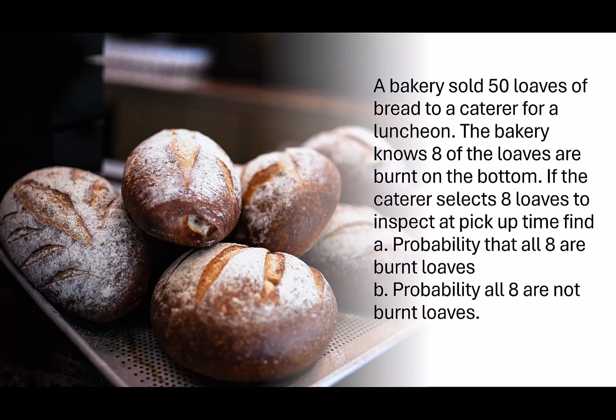Let's try one more. A bakery sold 50 loaves of bread to a caterer for a luncheon. The bakery knows 8 of the loaves are burnt on the bottom. If the caterer selects 8 loaves to inspect at pickup time, we're going to first find the probability that all 8 are burnt loaves, and then we'll find the probability that all 8 are not burnt loaves.